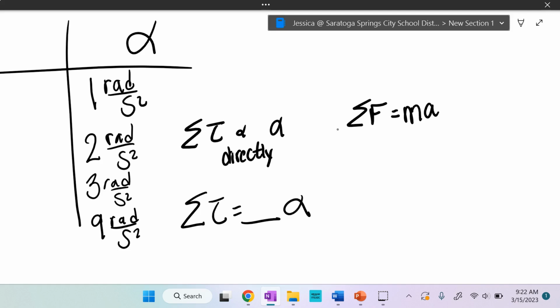rotational inertia or moment of inertia. We'll most often use rotational inertia. Just like mass is a measure of linear inertia, how resistant something is to changing velocity. We're going to talk about that idea of rotational inertia, or moment of inertia, in another video.